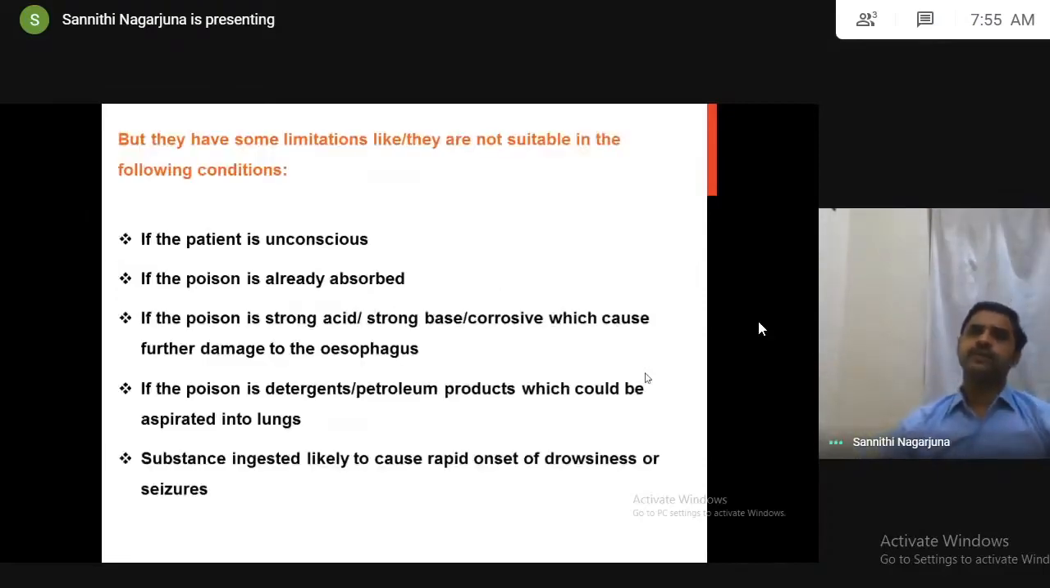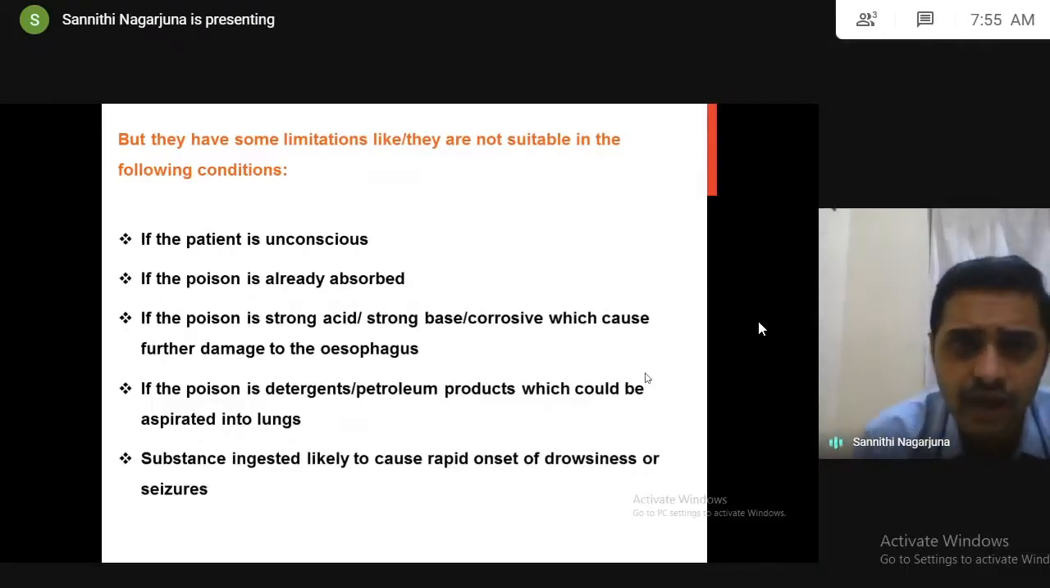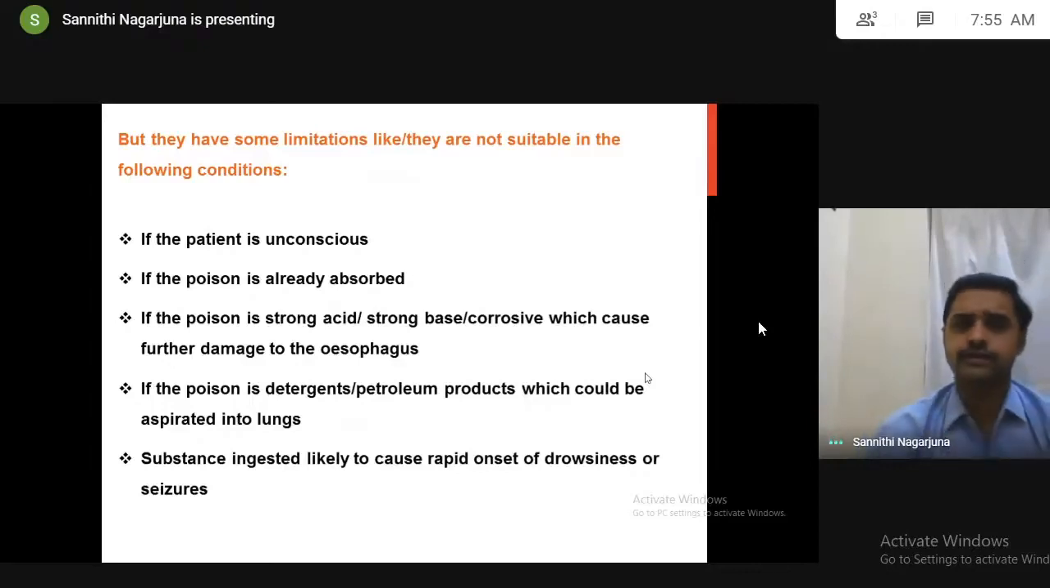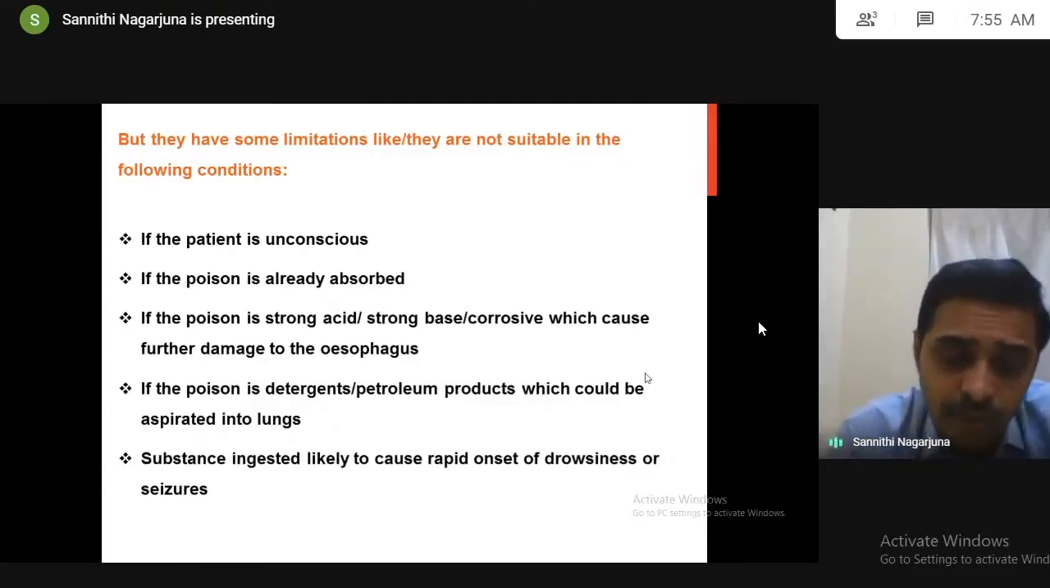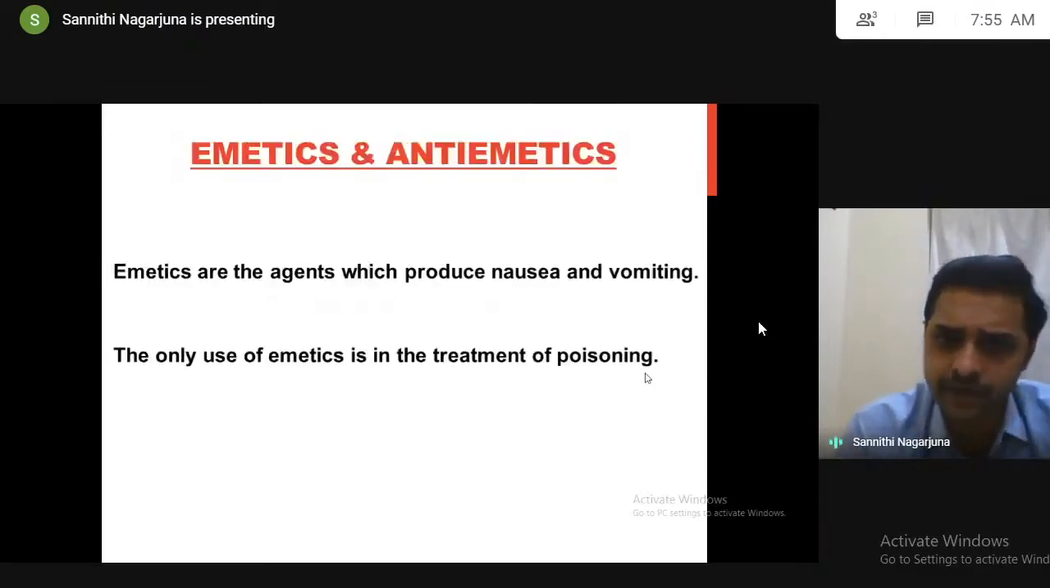But they have some limitations. Emetics are not suitable and not used in all conditions. Apart from the treatment of poisoning, emetics don't have any application. Emetics are the agents which induce nausea and vomiting, and they are helpful to remove the poison from the body in the form of vomiting.